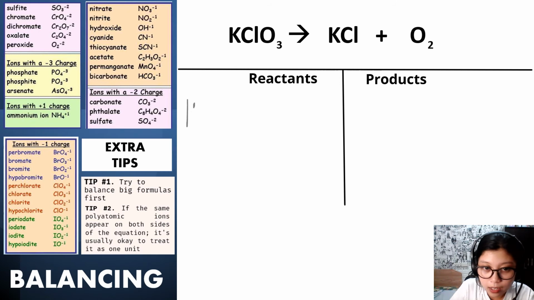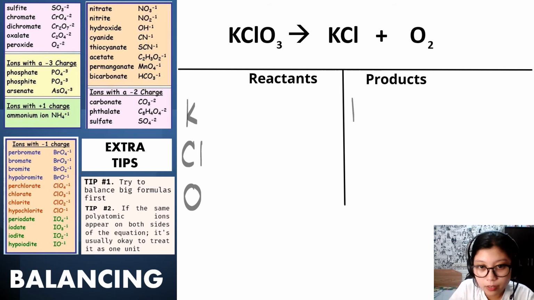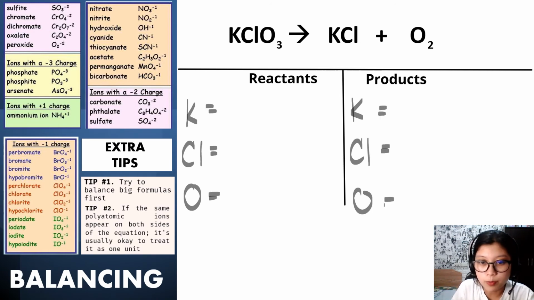So we have K, we have Cl, and we have O. Same in the product side, we have K, we have Cl, and we have O. Next step is we're going to count the number of atoms present in each element. So for K, we have 1. For Cl, we have also 1. For O3, according to the subscript, we have 3. And let's proceed to the product side. For K, you still only have 1, Cl 1, and for O2, according to the subscript, you have 2.